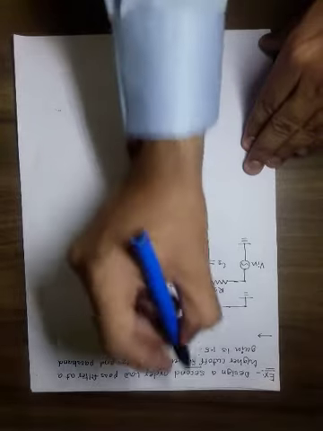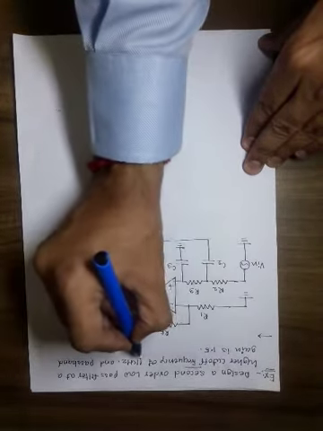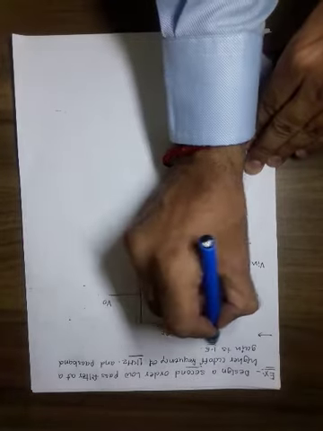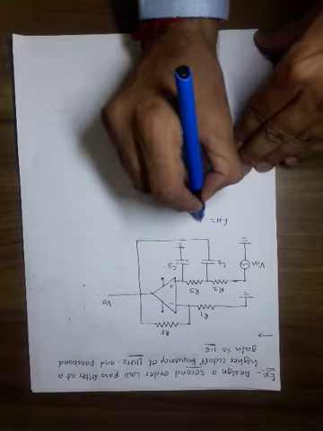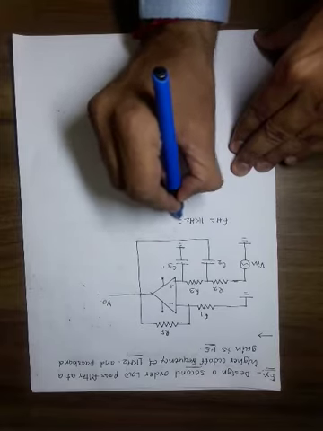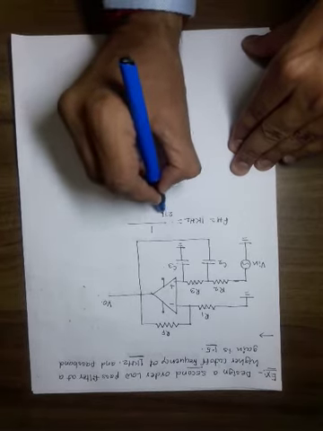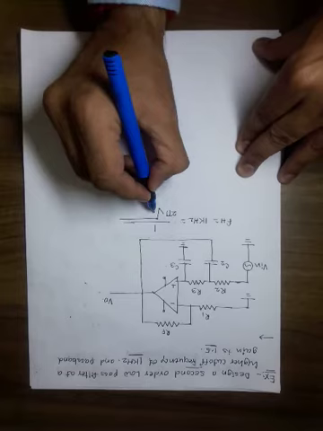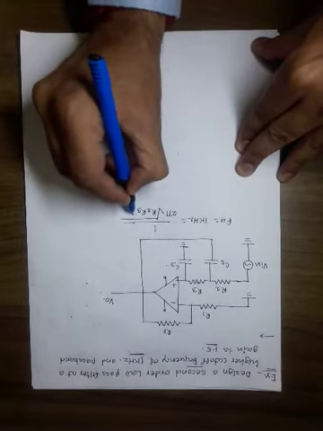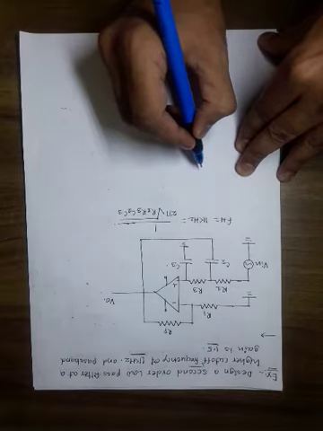The parameters are again the same as given in this numerical: the cutoff frequency of the filter is 1 kilohertz and the passband gain is 1.5. So FH is given as 1 kilohertz. The formula for FH for the second order filter is FH equals 1 upon 2 pi under root of R2, R3, C2, C3. This is the formula for cutoff frequency.